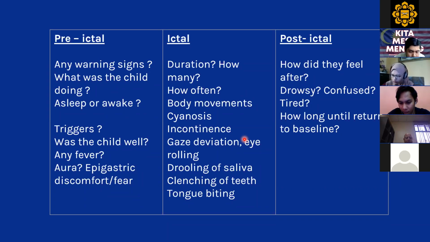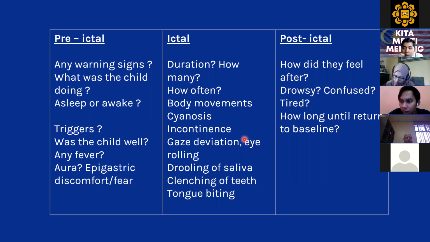And then, cyanosis can happen due to irregular respiration and pauses in respiration during the seizures. So we need to know about the cyanosis. Any incontinence, any gaze deviation, eye rolling, drooling of saliva, clenching of teeth, and tongue biting. So we need to know the characteristics of the seizures when they happened.